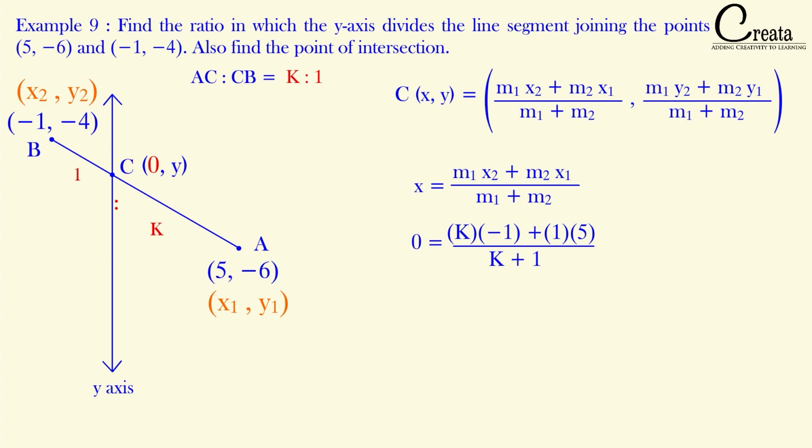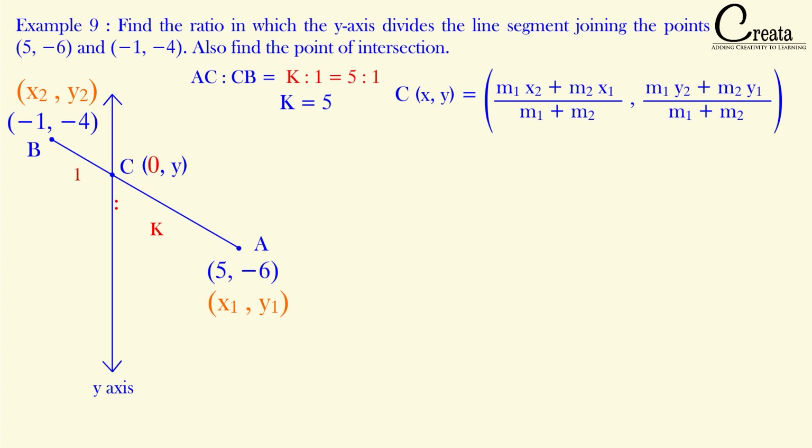So let's apply the section formula for x coordinate. On solving, we got k as 5. So we got the ratio as k is to 1, which is 5 is to 1. That is the one part of the question. We got the ratio 5 is to 1 in which the point C is dividing the line segment AB.